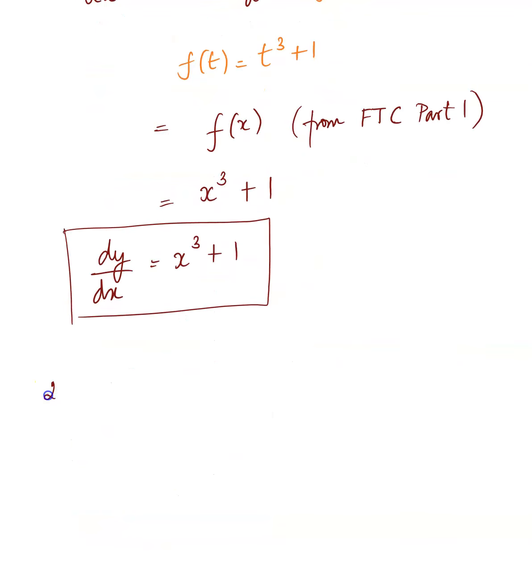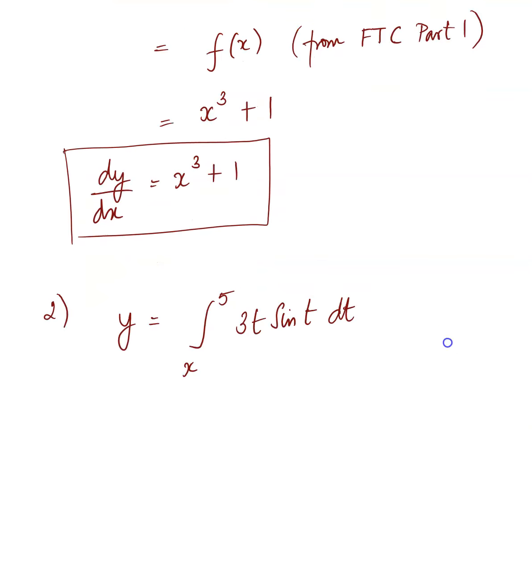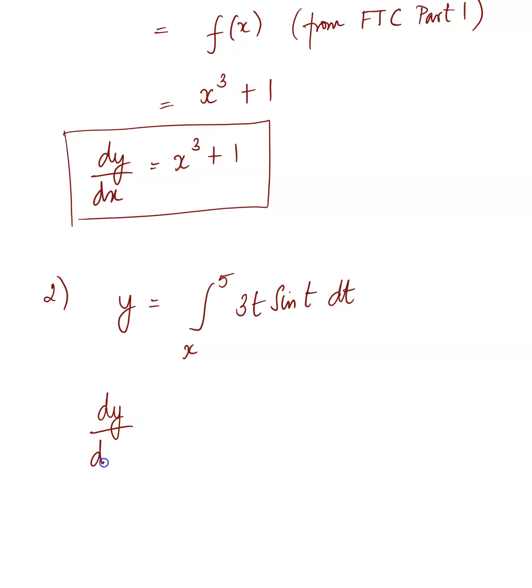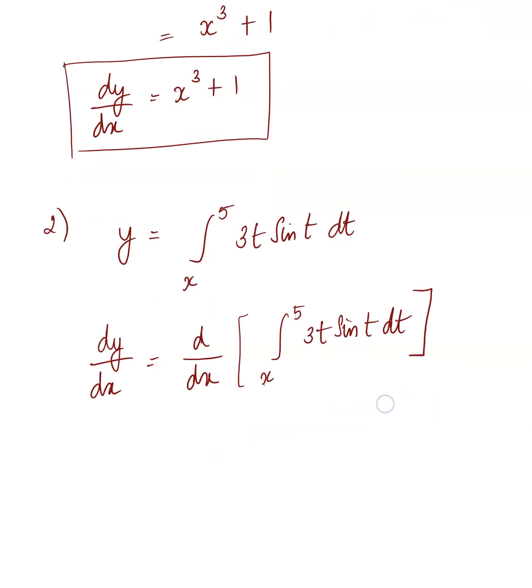The same instruction, but let's go to problem number 2, where y equals the integral from x to 5 of 3t sine t dt. So dy over dx will be d over dx of the integral from x to 5 of 3t sine t dt. It looks fine except for one part: your fundamental theorem of calculus says it should go from a to x, not x to some number a. In this case a is 5.